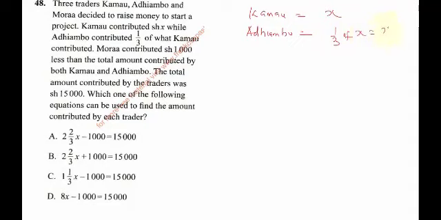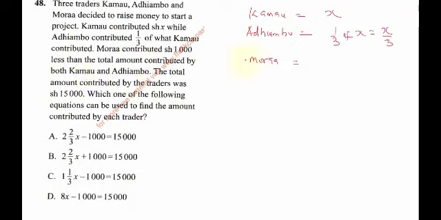Now, all we will just do is call Kamal, just like the question says, Kamal did what? X. Okay? Then, we will get Adiambo. Now, Adiambo contributed 1/3 of what Kamal did. So that's 1/3 of X, which is what? X/3. That's 1/3 times X. Then Mora did what? Contributed 1,000 shillings less than the total contributed by both Kamal and Adiambo.